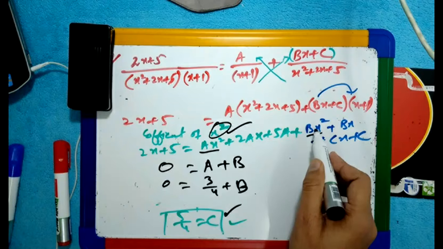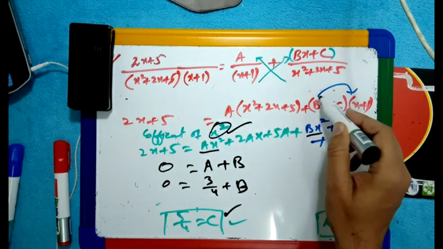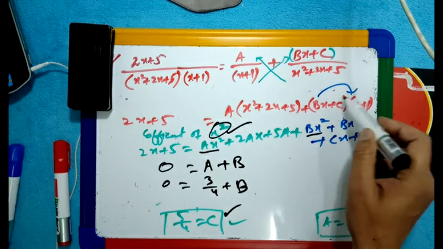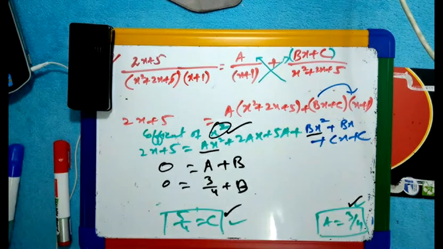But then B isn't x squared though. See, if I multiply these two brackets, bx into x gives x squared. First I open these two brackets, that's why. Okay, yeah.